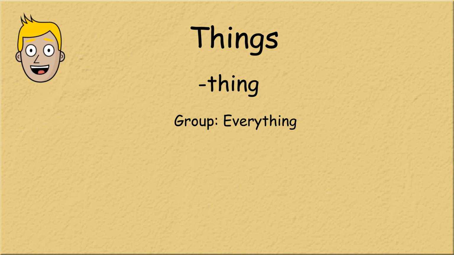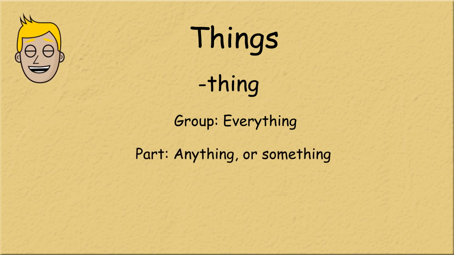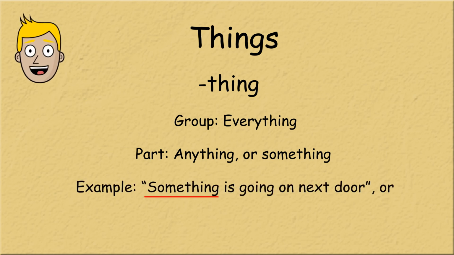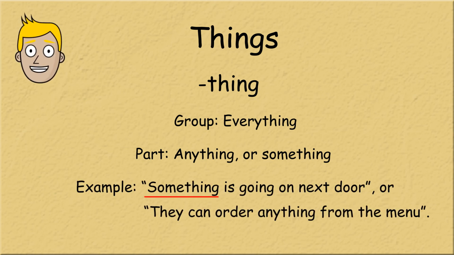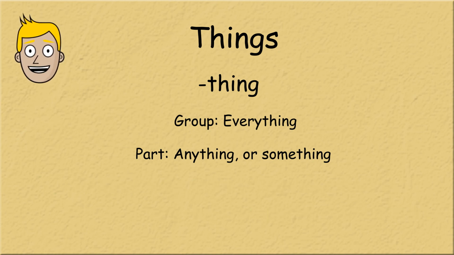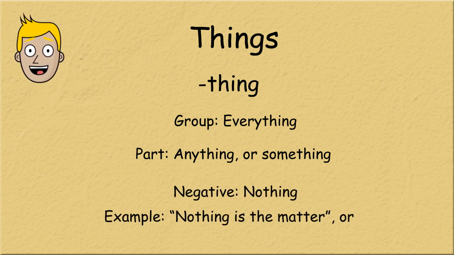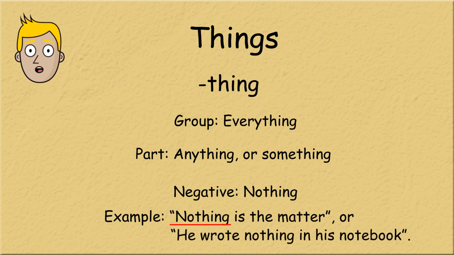When we are referring to things as a part of the whole, we can use the pronouns anything and something. For example, something is going on next door, or they can order anything from the menu. Finally, when referring to no specific thing, we can use the pronoun nothing. Some examples are, nothing is the matter, or for all you teachers out there, he wrote nothing in his notebook.